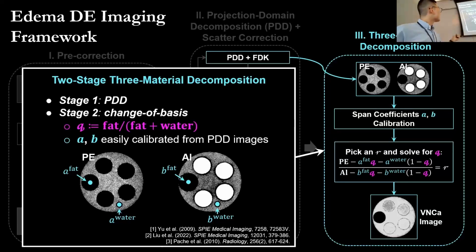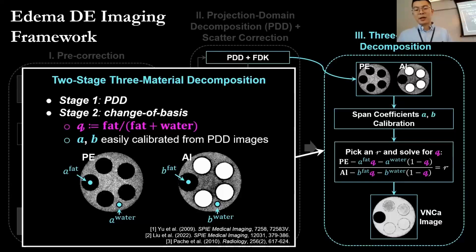So the first stage is pretty simple and straightforward, just a PDD step to give us the intermediate two material images. Here I'm using polyethylene and aluminum as an example for the intermediate state. And then we're going to run an image domain change of basis. Basically, we're going to go from these two material bases to the final water, bone, fat, three material bases. And then we're going to recombine the water and fat to generate this virtual non-calcium image.